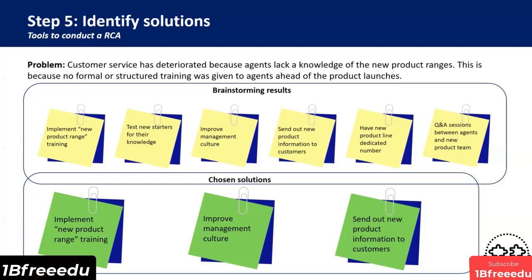So in that brainstorming session, you'll get all the information you need. You then choose your solutions. But again, it's really important that all of that information is included within your RCA document so that people can take it away and see exactly how you came to your particular conclusions.